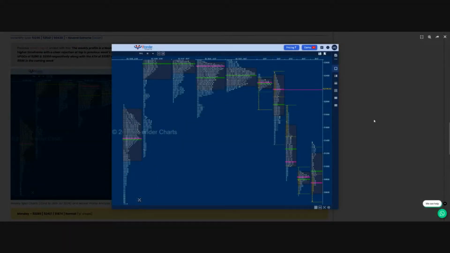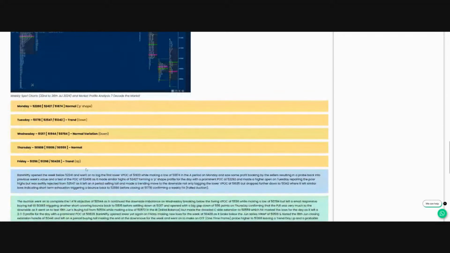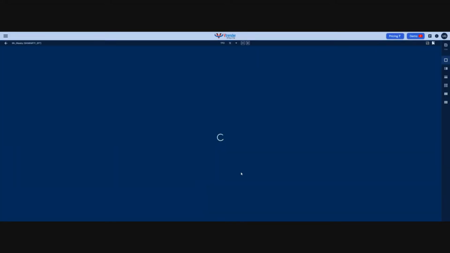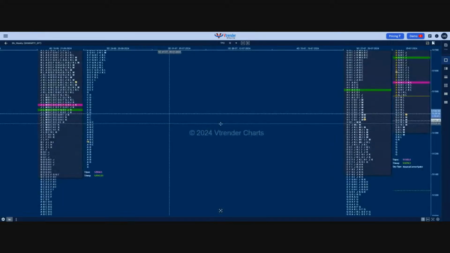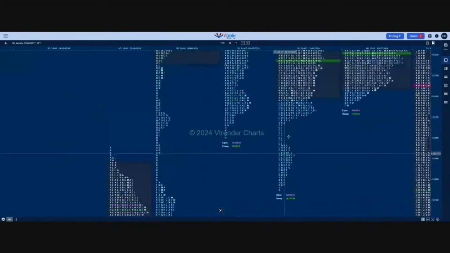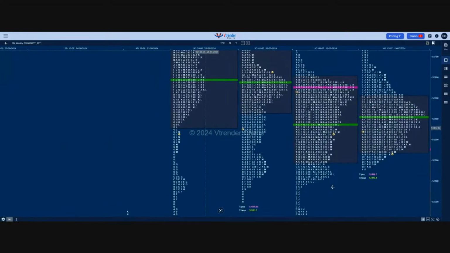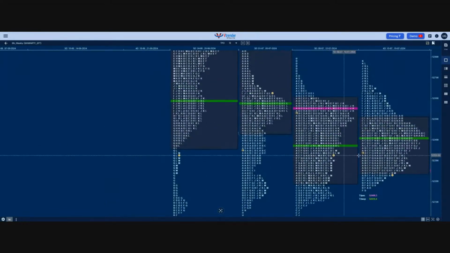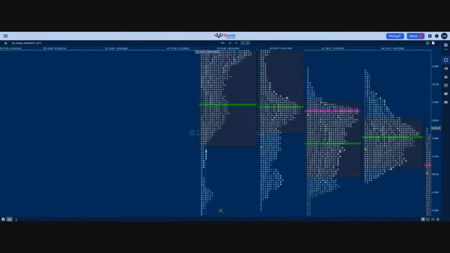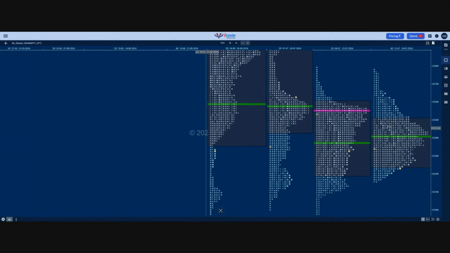So Bank Nifty was a neutral center profile last week where the range was very narrow. If we open the weekly profile chart of Bank Nifty, this is the profile of the week which ended on 19th of July. You can see how the range and the value both were inside the previous week's range and value.